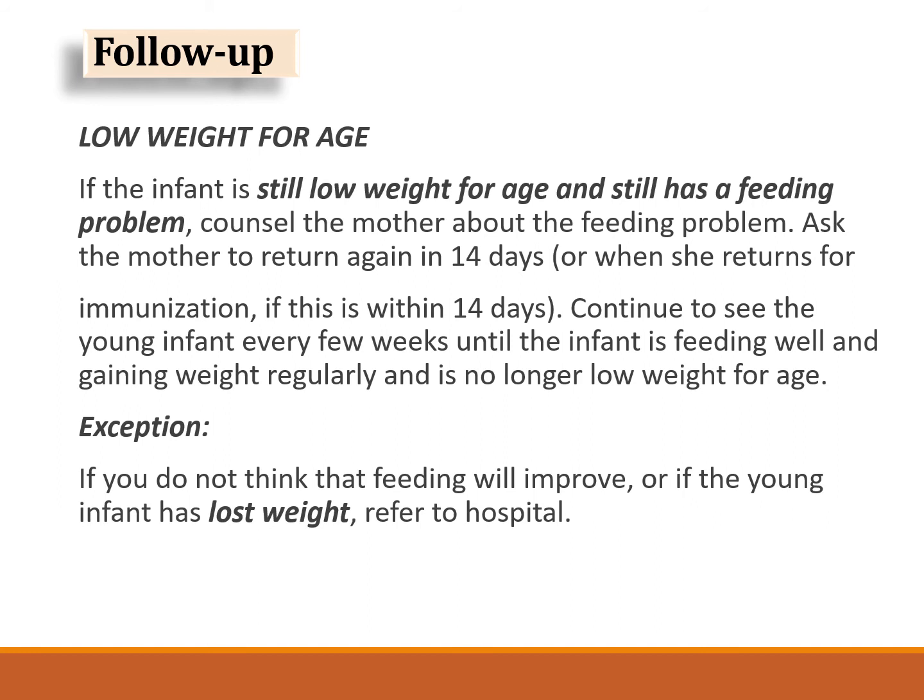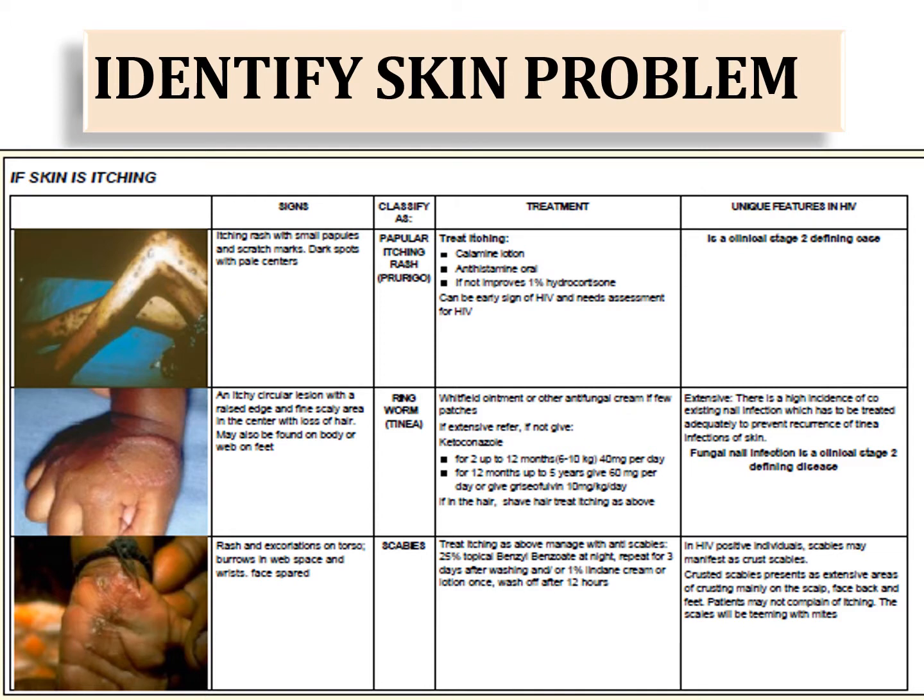Okay, for low weight for age, if the infant is still low weight for age and still has a feeding problem, counsel the mother about the feeding problem. Ask the mother to return again in 14 days or when she returns for immunization, if this is within 14 days. Continue to see the young infant every few weeks until the young infant is feeding well and gaining weight regularly and is no longer low weight for age. Exception: if you think that feeding will not improve or if the young infant has lost weight, then refer the infant to the hospital.